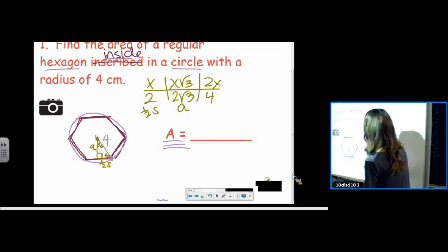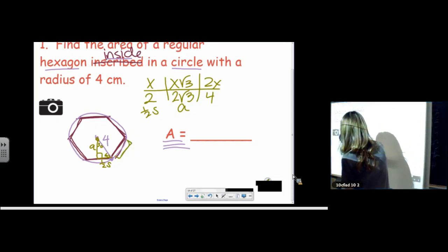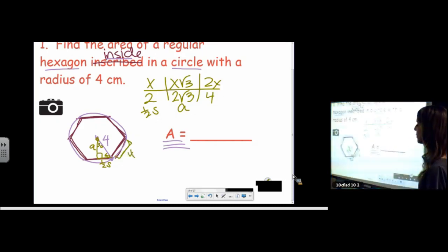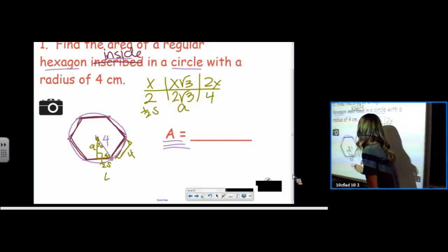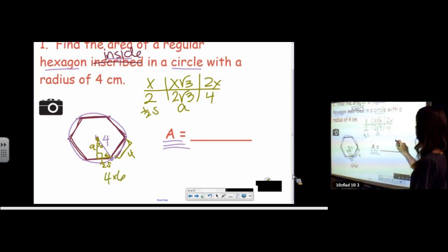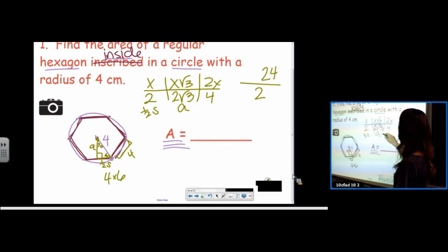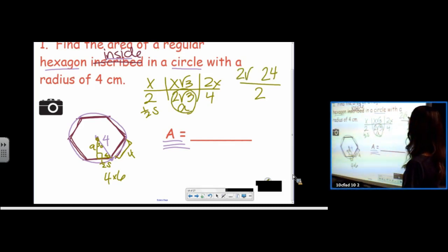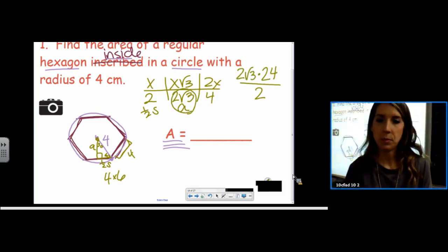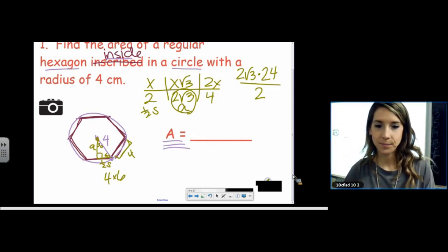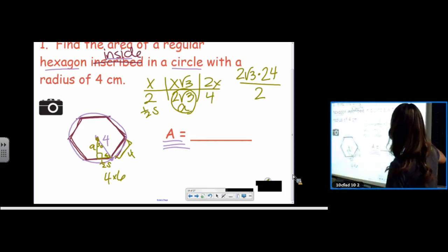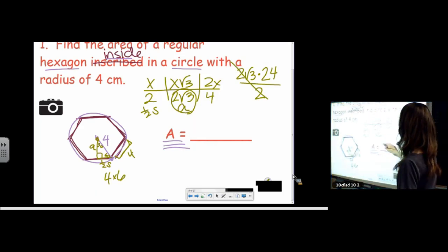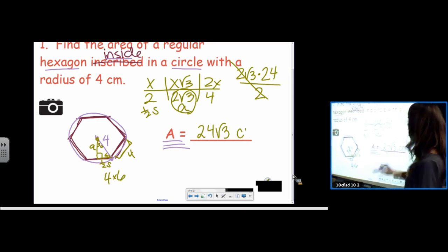24. Very good. Each of our sides is 4. There's 6 sides, so 4 times 6, so the perimeter is 24. The apothem is 2 root 3. Apothem times perimeter divided by 2. The 2's cancel, and our area is 24 root 3 centimeters squared.